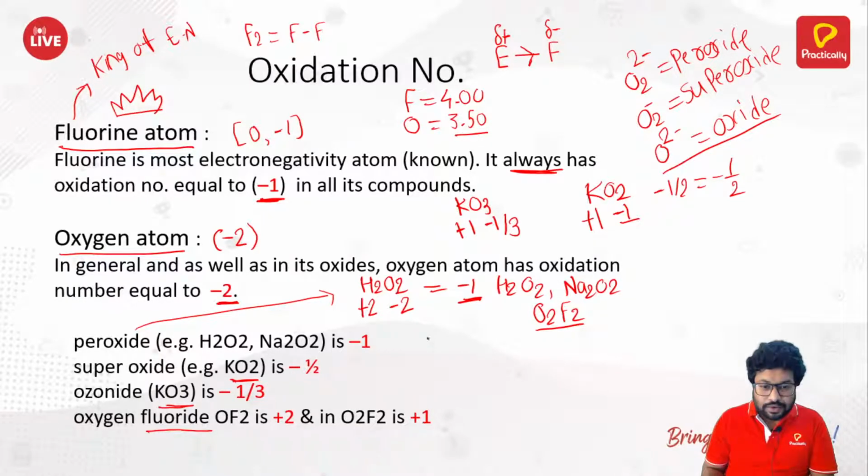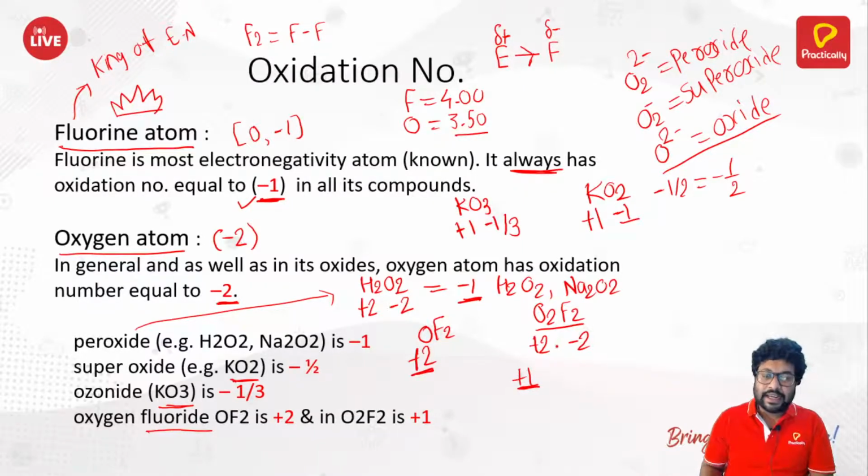So in OF2, you got 2 fluorine. Each fluorine is in -1, as I told you earlier. So 2 fluorine is in -2. Then oxygen has to be in +2. And in O2F2, there are 2 fluorine atoms. Each fluorine atom is in -1, so 2 fluorine atoms are in -2. So 2 oxygen atoms are in +2. And therefore, each oxygen atom is in +1.